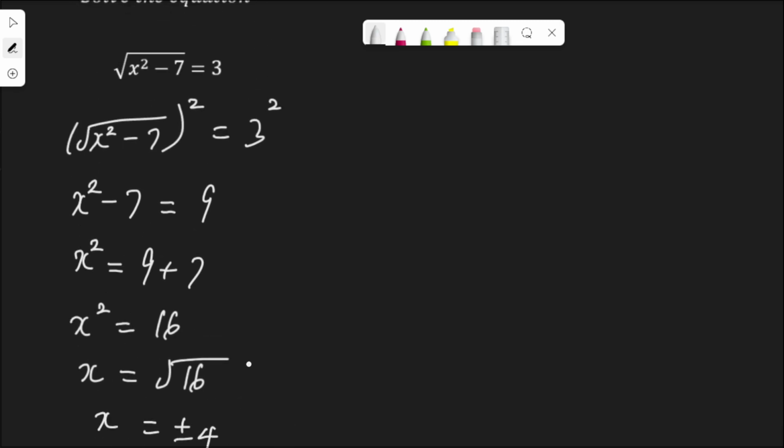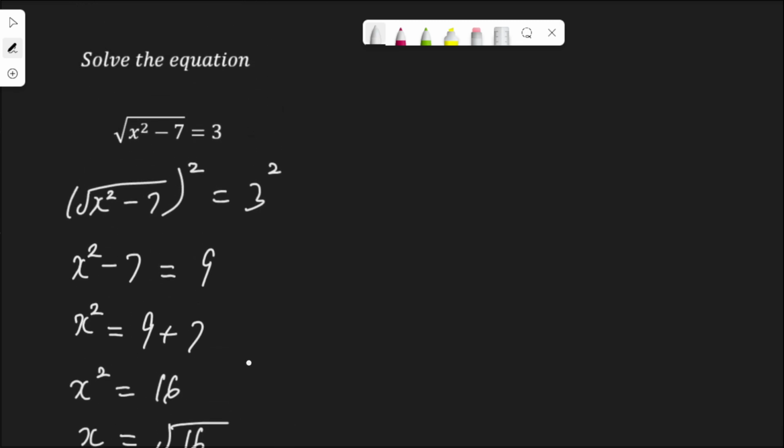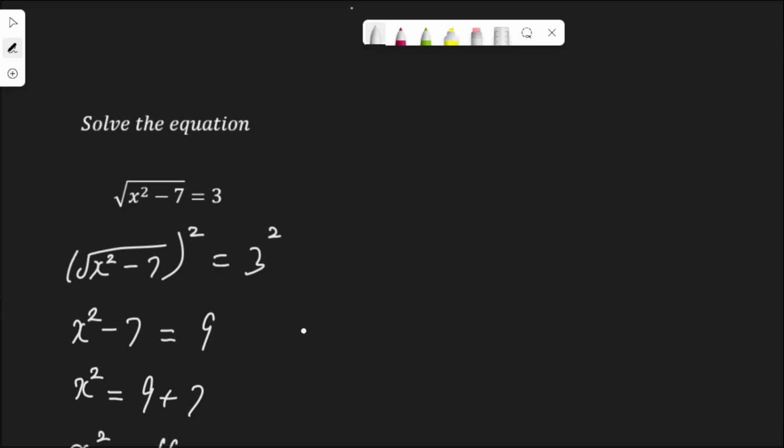So since we have two values, it is necessary we check which of the values satisfy the equation. Looking at this, both of them can satisfy. Since we have a square here, both positive and negative numbers, when you square them, they become positive. So let's check x equal to negative 4.